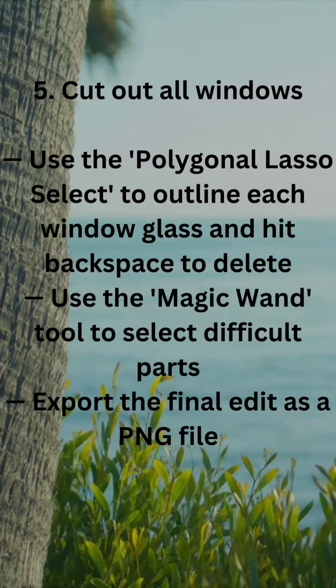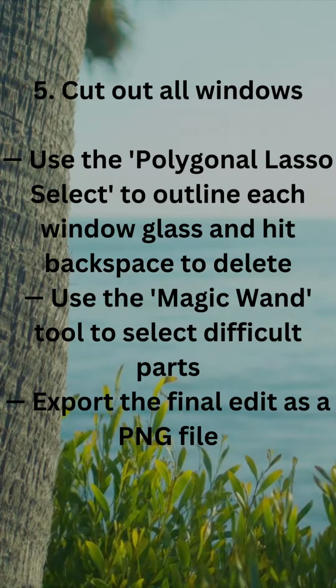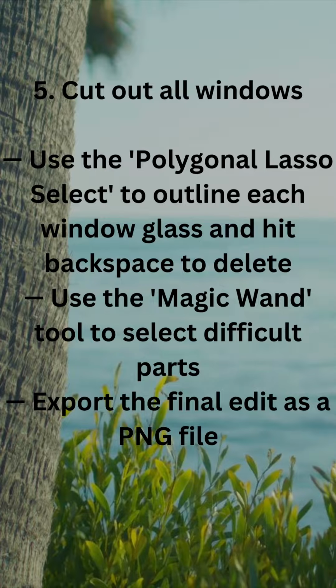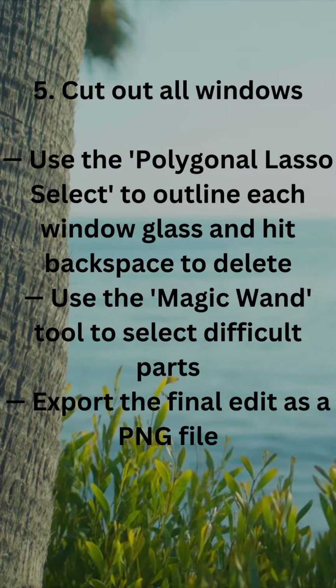5. Cut out all windows. Use the polygonal lasso select to outline each window glass and hit backspace to delete. Use the magic wand tool to select difficult parts. Export the final edit as a PNG file.